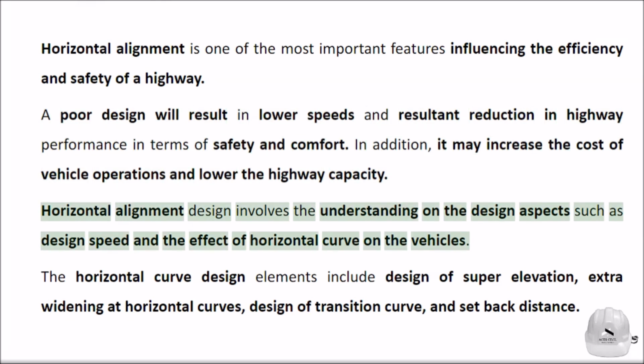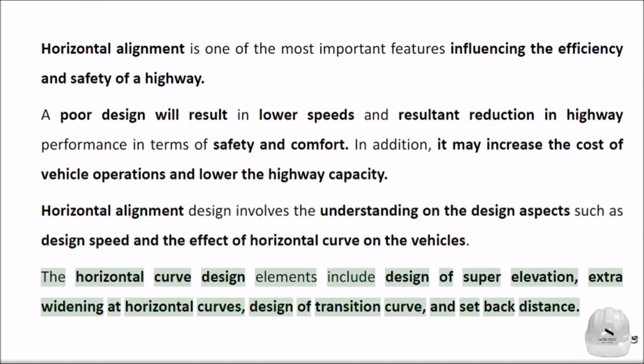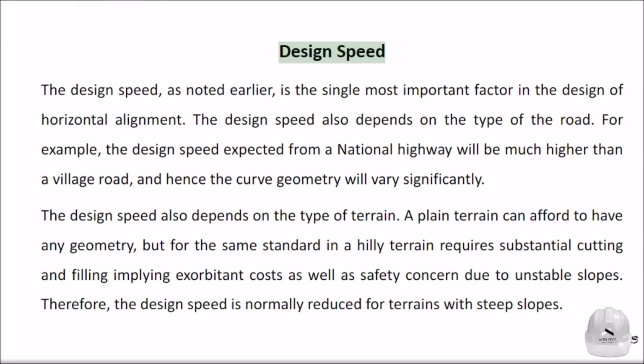Horizontal alignment design involves understanding design aspects such as design speed and the effect of horizontal curve on the vehicles. The horizontal curve design elements include design of superelevation, extra widening at horizontal curves, design of transition curve, and setback distance. Design speed. The design speed, as noted earlier, is the single most important factor in the design of horizontal alignment.